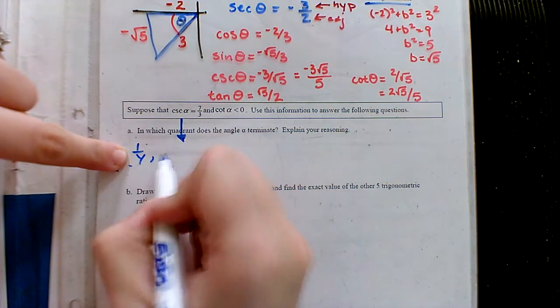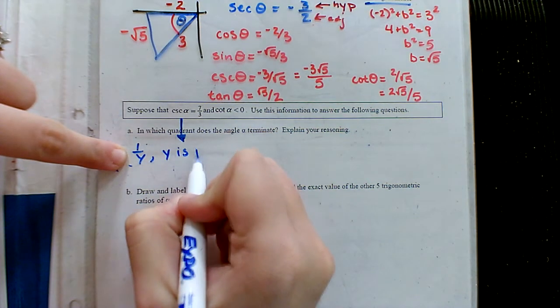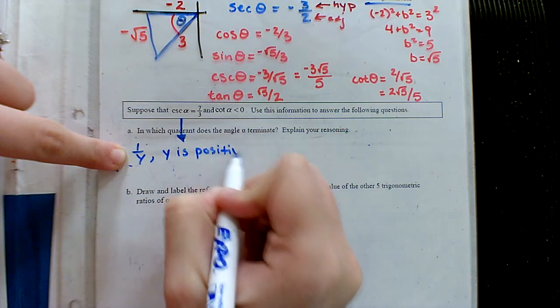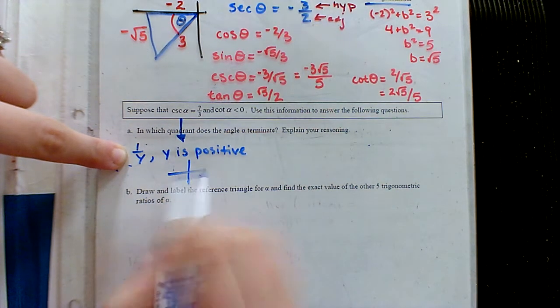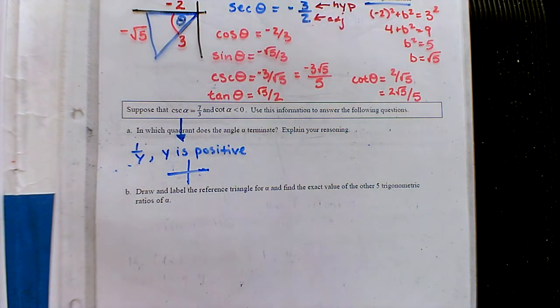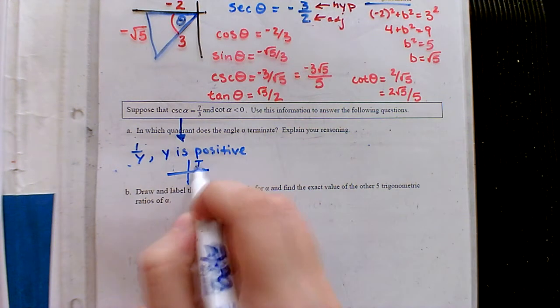So in this case, y must be positive. Can we narrow it down into which quadrant we might be in? Yeah? 1 or 2. Good.